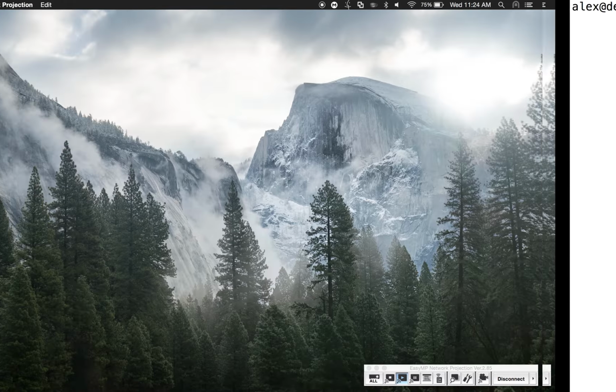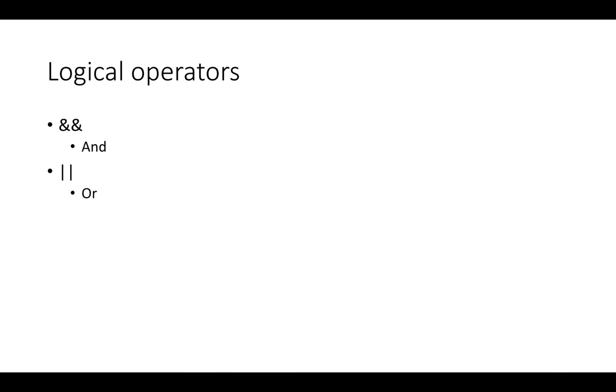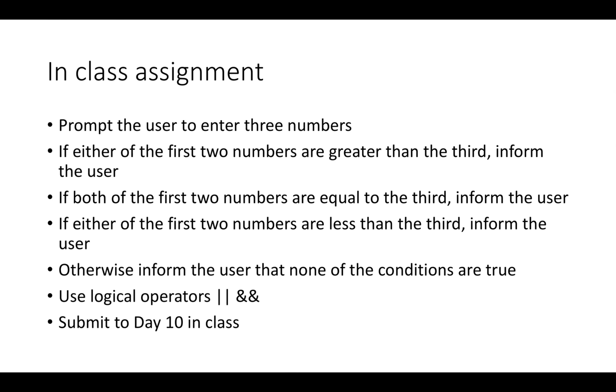Alright, so that's about it. That's all I have for today. So our in-class assignment is going to be a little tricky. A little bit of text to it. So basically what we're going to do is prompt the user to enter 3 numbers. And if either of the first 2 numbers are greater than the third, inform the user.